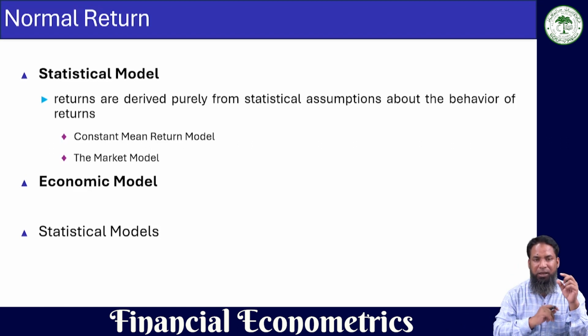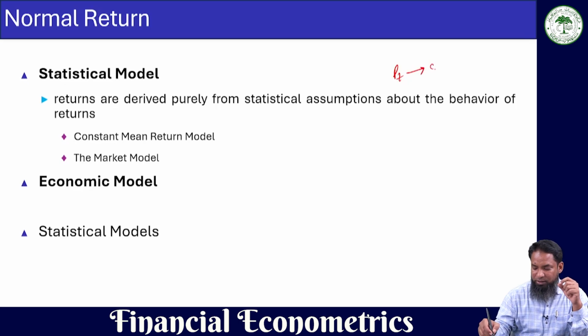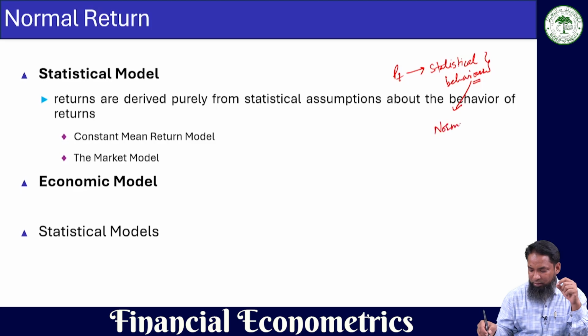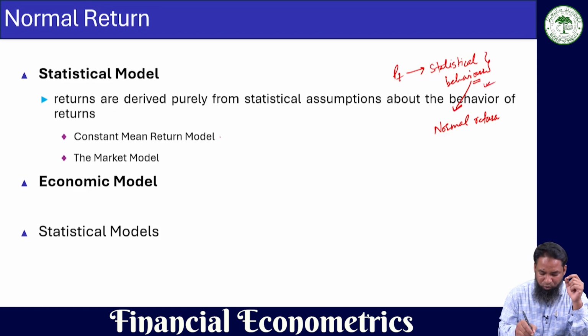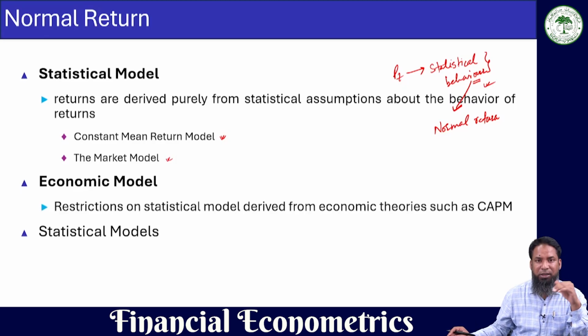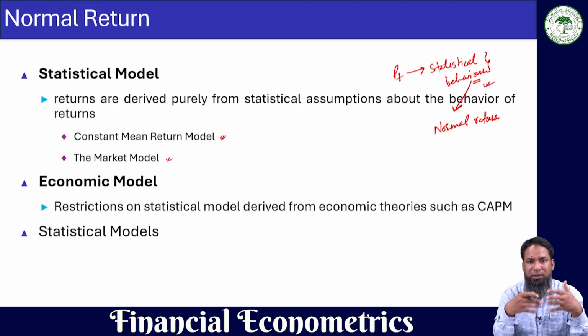Here the assumption is that the asset price follows a particular statistical pattern, statistical behavior. If that is the case, then using this statistical behavior, we try to find out the normal return. So we get the expected value, and that expectation is based on this particular statistical behavior. And how do we get that? There are two approaches: the constant mean return model and the market model. On the other hand, the economic model is basically the restricted statistical model. We put certain restrictions on the statistical model, and once we use that model after putting in the restrictions, that is known as the economic model.